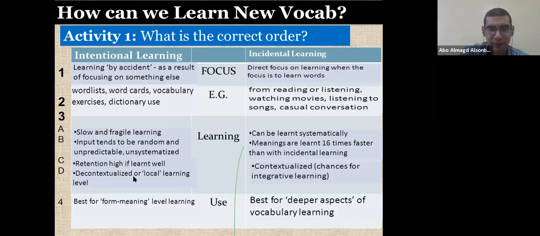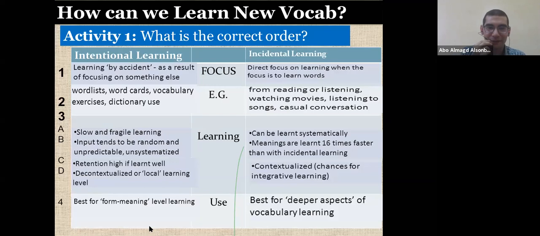So is there any other points? Please raise your hand, I want to listen to you. If you're ready to talk, please just raise your hand. Yes, that's great. Yes, Murveri, that's awesome. So again, we focus on the learning process of vocabulary while we are in intentional, we have word lists. Slow and fragile learning and the input tends to be random. Do you think this is intentional or incidental?